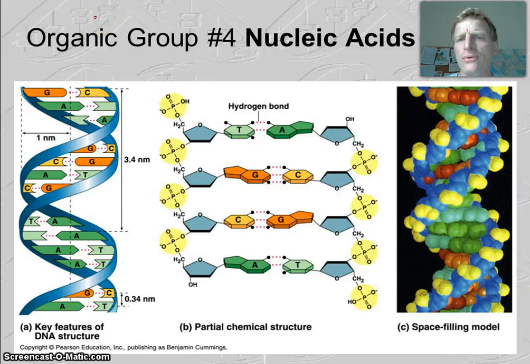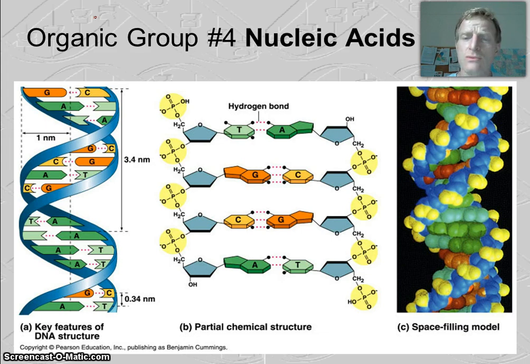I want to talk about the last important group of organic molecules. That's the nucleic acids. And if you look here, there's three different models of a nucleic acid. You probably recognize the ladder structure as DNA, the center picture there. The one on the left is the actual structure where DNA is sort of a twisted ladder, like a spiral staircase. And then the space-filling model shows how the electron clouds fill in and give it that three-dimensional view.